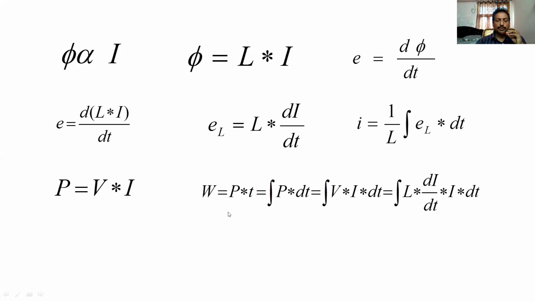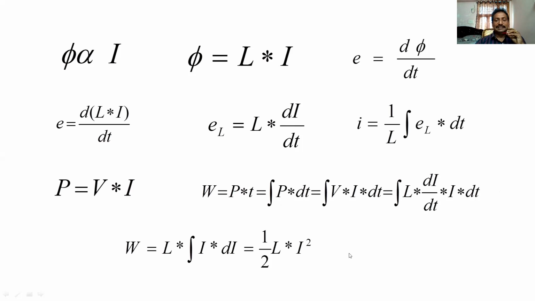Integral of P dt is equal to P into T. Substitute P as V into I. Again, substitute V, VL, as L into di by dt, so L into di by dt into I into dt. The dt gets cancelled. So W is equal to L into integral of x into dx, which is x square by 2. Similarly, we get integral of I into di as I square by 2. Therefore, W is equal to half L I square.